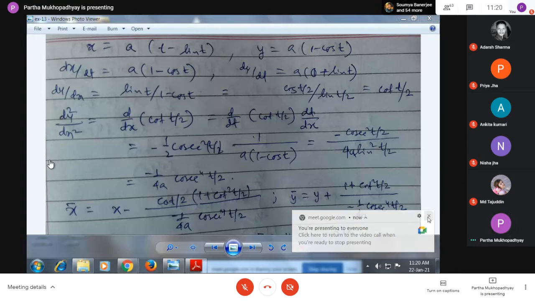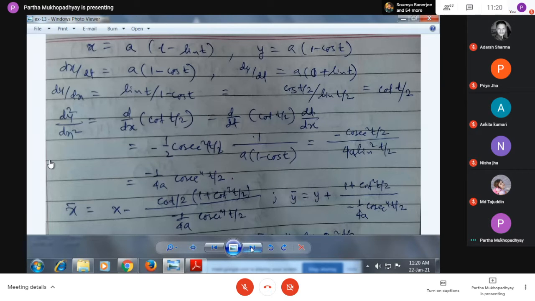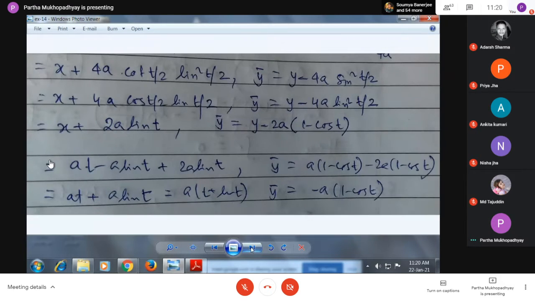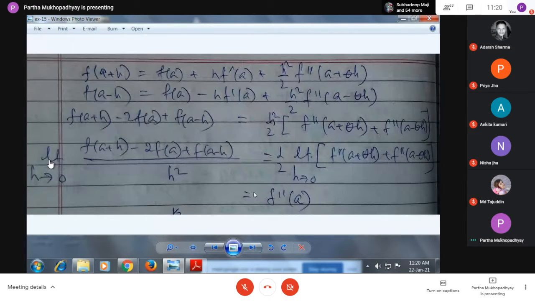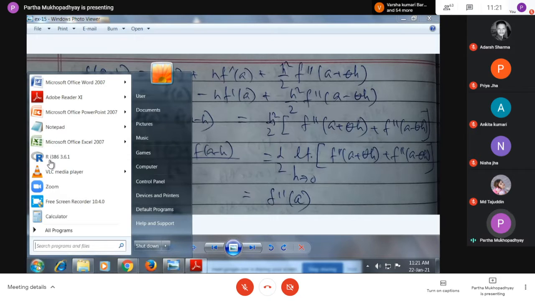Okay. So let us solve the next problem. This one is another very important question. The question is that for any function f(x) which is continuous in the entire range of real numbers, you show f of a plus h. Let me first give you the question.